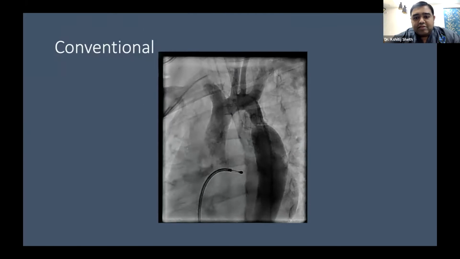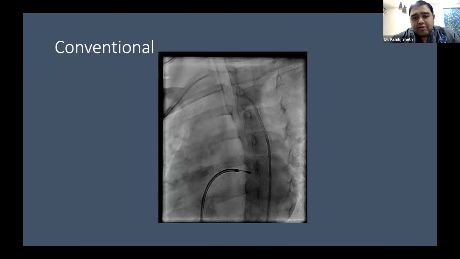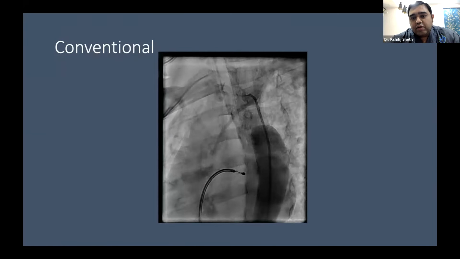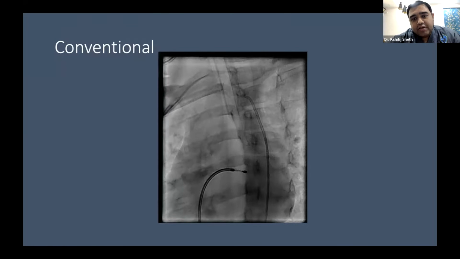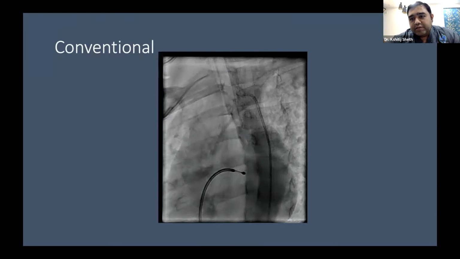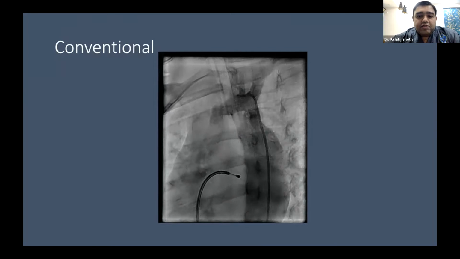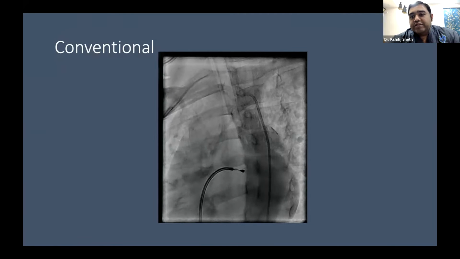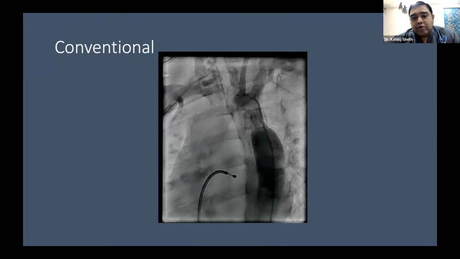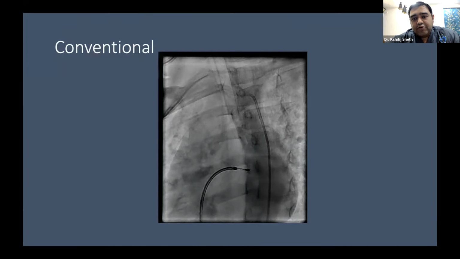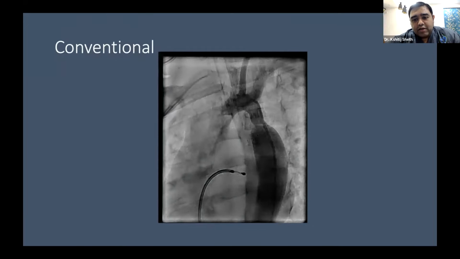So that's all you require to do a rotational angiogram. I'll start with one case. This is a 4-year-old who was detected to have coarctation, and was taken up for coarctoplasty. This was the first angiogram, which is a conventional angiogram. It is done in a LAO view, and you can see the pigtail in the aorta, and you can see a coarct segment over there.